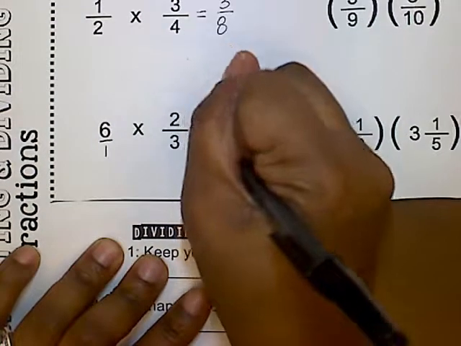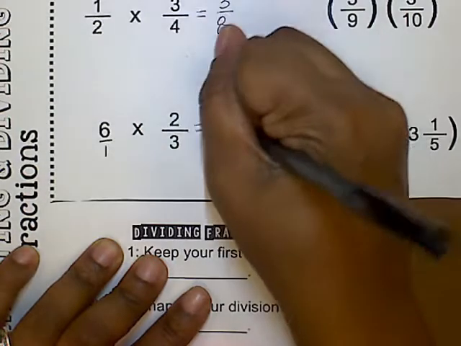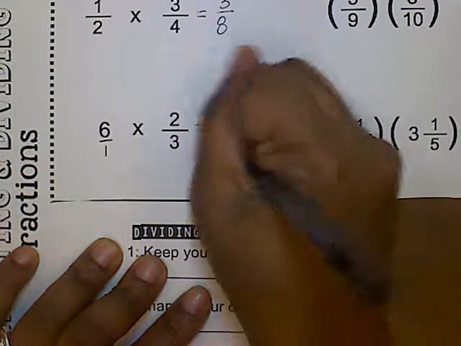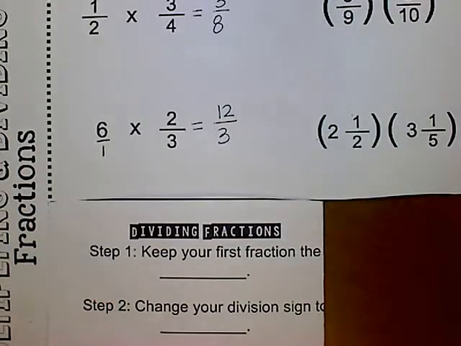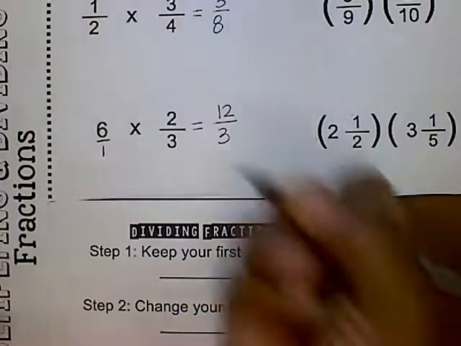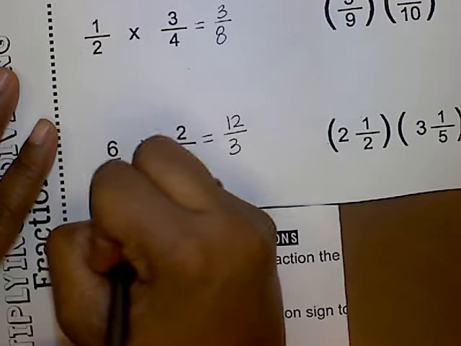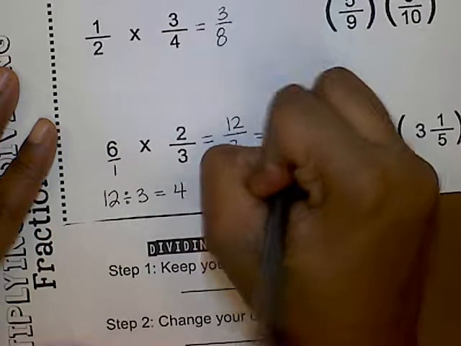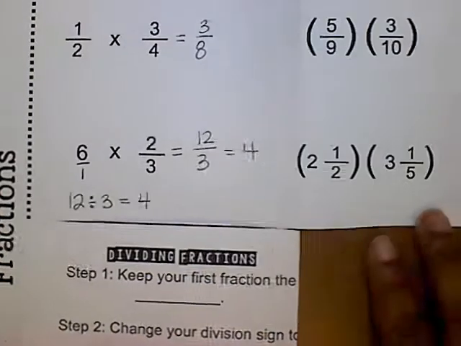So 6 times 2 is 12. 1 times 3 is 3. So we can simplify 12 over 3. It's the same thing as 12 divided by 3. And we know that's just going to be 4. So this equals 4. And that's the whole number.